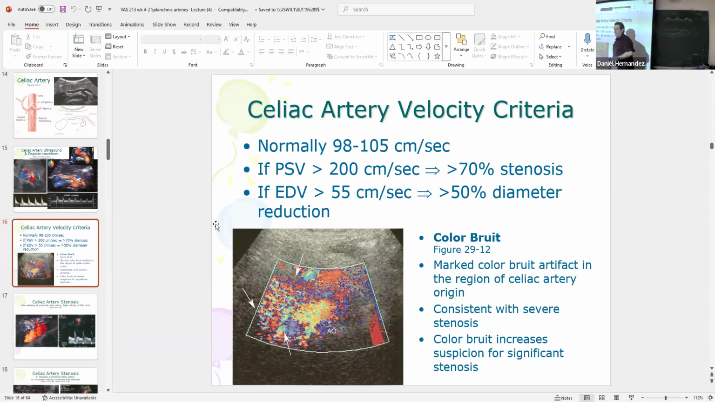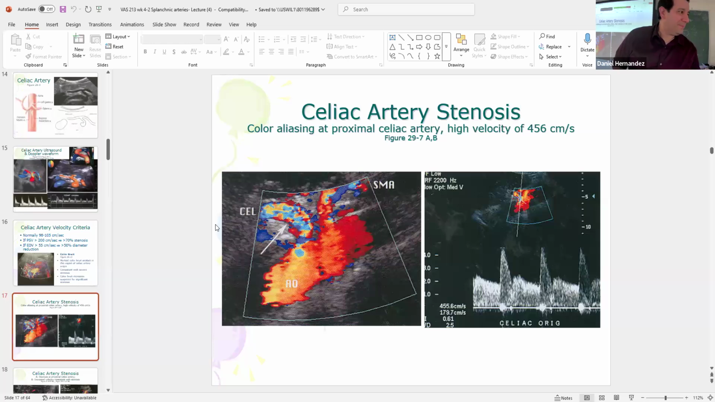I don't know what's going on there in that picture. That's nuts. They're trying to show a color bruit from a stenotic lesion, and all the aliasing and the vibration of that bruit create an artifact. We can get better pictures than that.